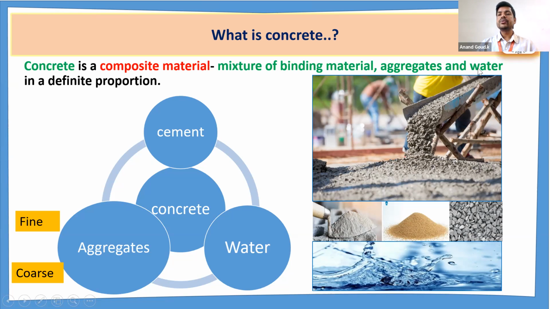And water in a definite proportion. We cannot take random quantities. We have to use definite proportions to prepare a concrete. So concrete is a composite material which is prepared by using one of the binding materials, and aggregates and water in a definite proportion. In aggregates again we have fine aggregate and coarse aggregate. This is the definition of concrete. I think everyone got the definition now.